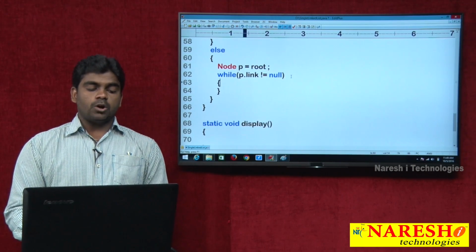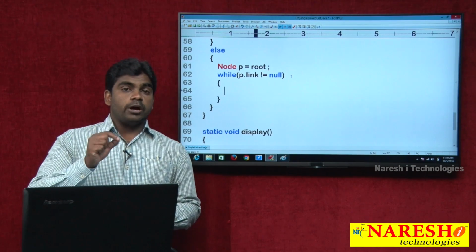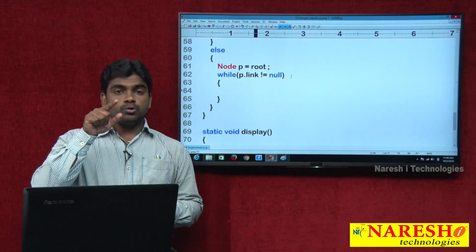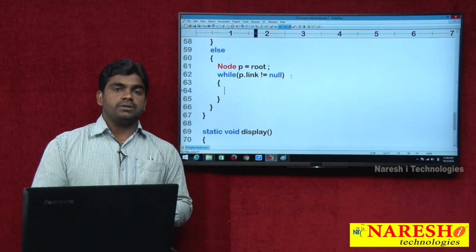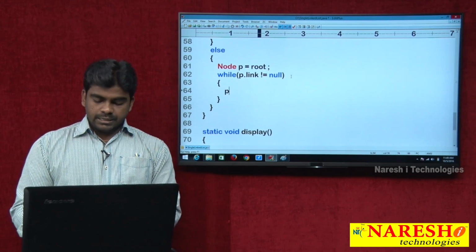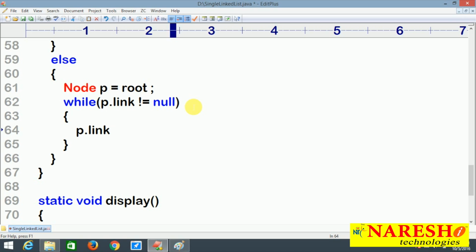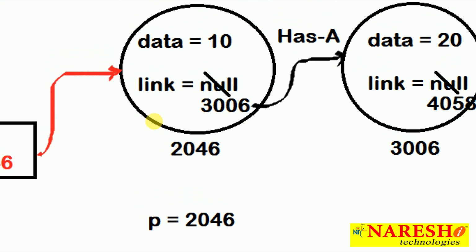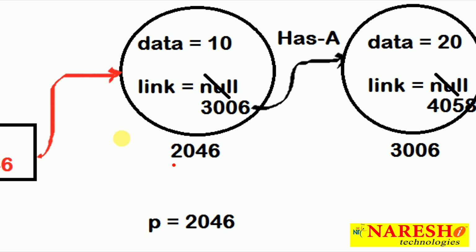If P.link is not equal to null, what does that mean? That it is pointing to some other node. So we have to move one more step in the forward direction. How to move? Simply P = P.link. Link is also node type only, which we are storing into P. So first it will check: P value is 2046, 2046.link is 3006. Is it null? No, it's not null.